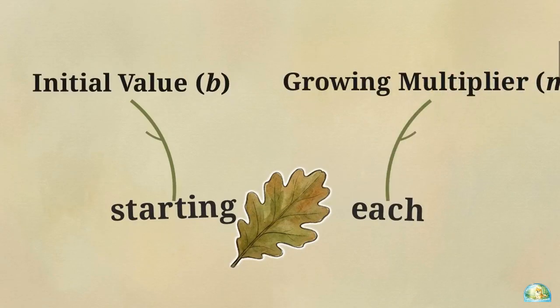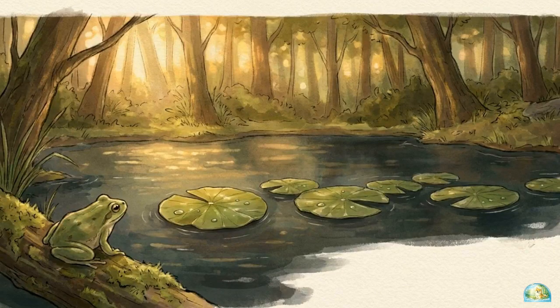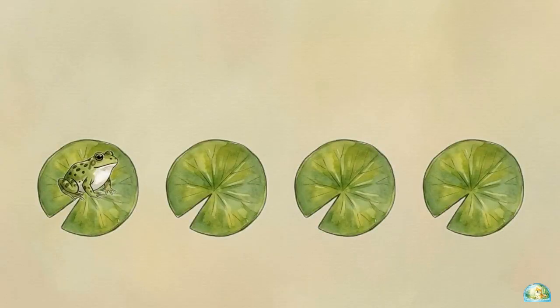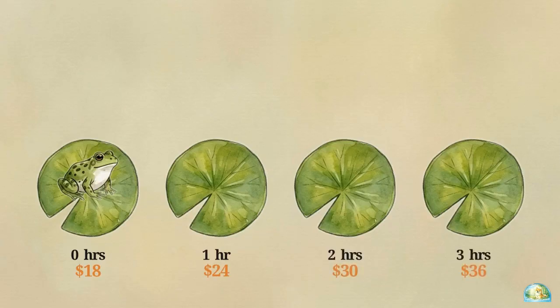the animal travels. Linear relationships also appear in discrete data sequences, where each step represents a specific recorded value. This sequence of lily pads maps hours worked to total earnings. 0 hours yields $18, 1 hour yields 24, 2 hours yields 30, and 3 hours yields 36. To find the initial value, we hunt for the entry where the independent variable is exactly 0. Because the animal starts its journey at $18 before any hours pass, our B value is 18.